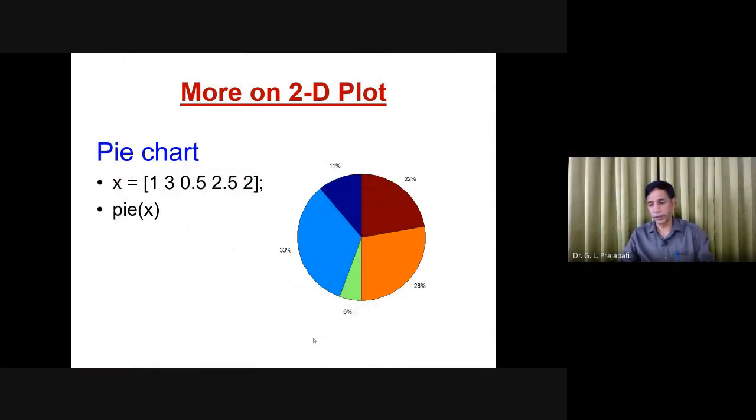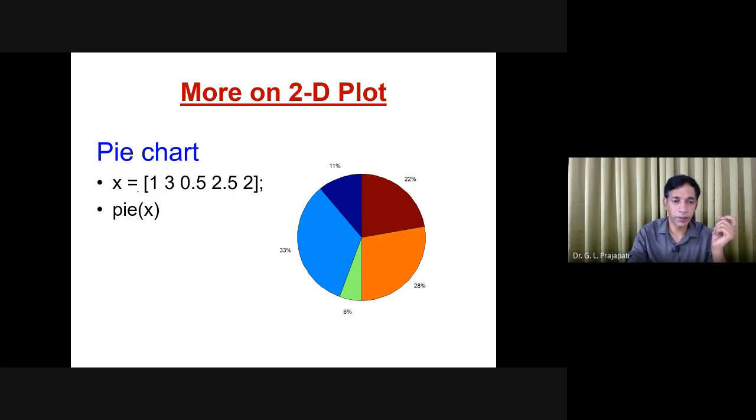Pie chart, you are familiar with pie charts. Most of the time you may need a pie chart also. So in MATLAB we also have facilities for the construction of the pie chart. For constructing the pie chart, what you need is the data.